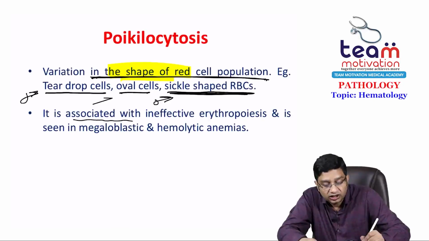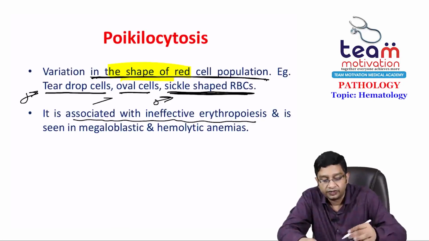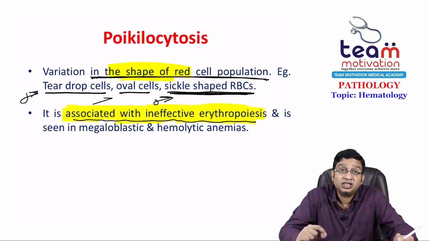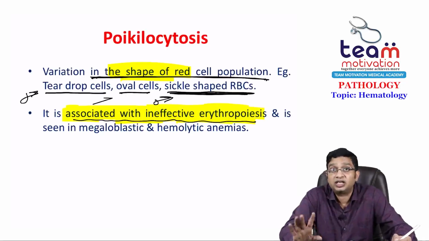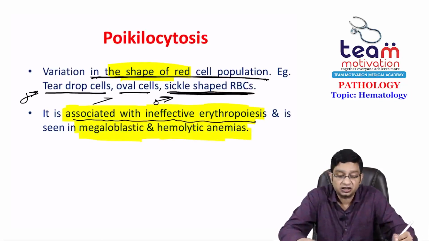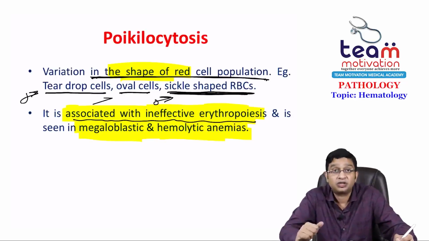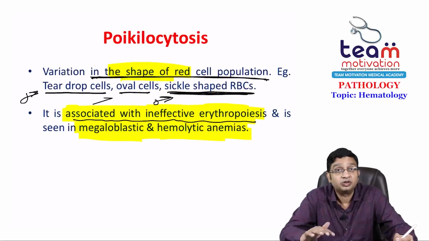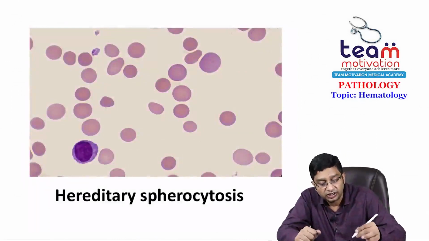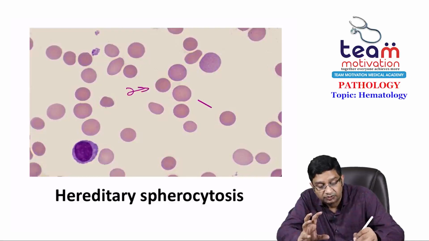It is associated with ineffective erythropoiesis, and this is seen in the megaloblastic and the hemolytic anemias. So this is what we call poikilocytosis. This is variation in the shape of the RBCs, right? And this is seen particularly associated with megaloblastic and hemolytic anemias, where you also find anisocytosis.